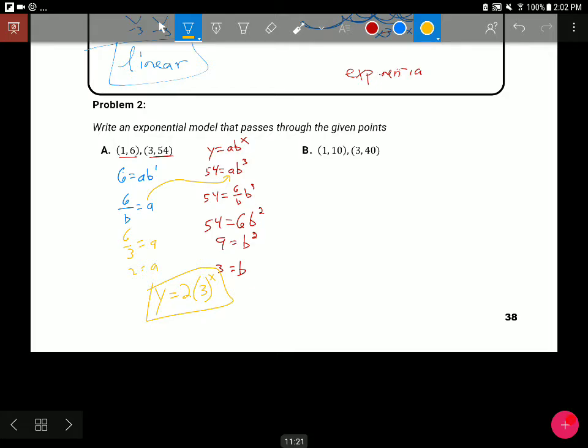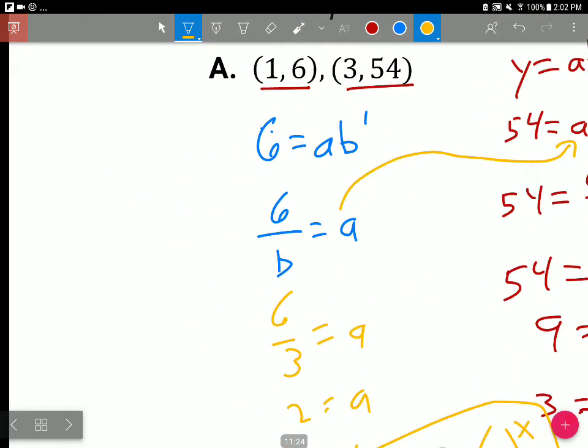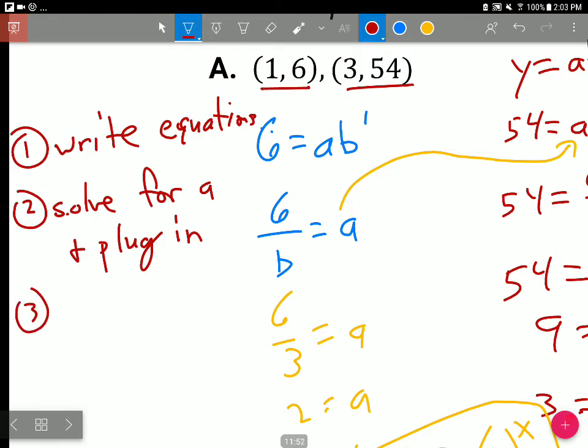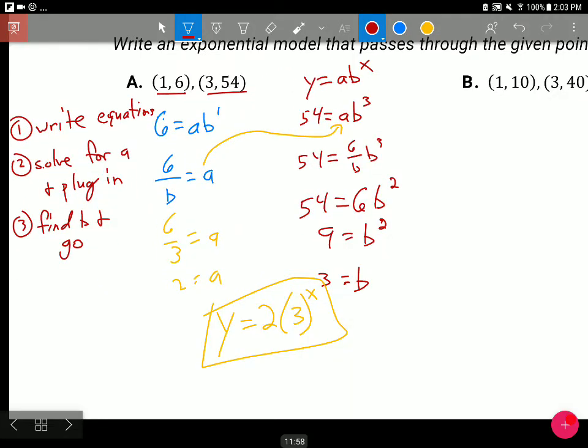All right, so here's the deal. If you want steps or goals, think of it this way. Step 1 is write your equations. Step 2 is solve for a and plug in. Step 3 is find b and go. The process might be slightly different depending on what you do, but it's going to be very similar. Once you get to this point, I'm pretty sure you can get the rest on your own without thinking too hard about it. You follow me? Even if it's not this obvious, you know where to go with it.